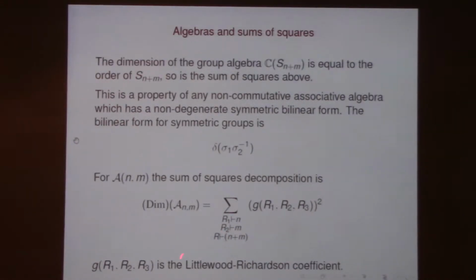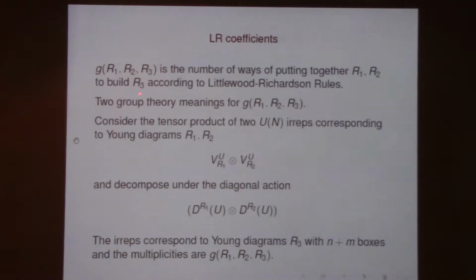So what is this Littlewood-Richardson coefficient? It's the number of ways of putting together Young diagram R1 with little n boxes and R2 with little m boxes to get R3 with n plus m boxes, subject to some rules. The details are not important. They are the Littlewood-Richardson rules.